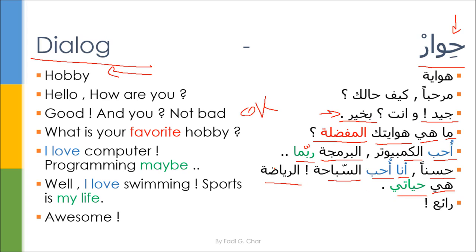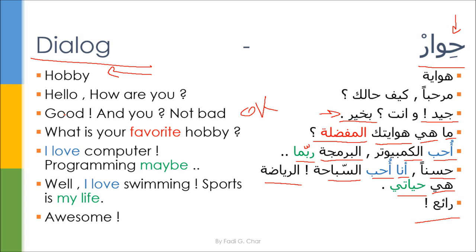So I'm continuing. I did not finish the sentence. Okay? So the sentence is حسنا أنا أحب السباحة. الرياضة هي حياتي. رائع. Cool. Now, what are we learning here? What are the new words? So ما هي, what is, okay?